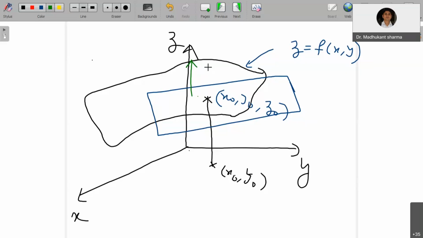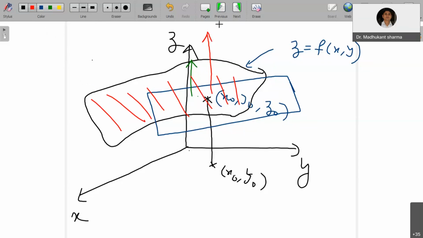Here, maybe I have not drawn those. Let's see this as a part of the ball, and this is a rectangular plate sitting on the surface. Now, what is the normal? The normal is in the upward direction.